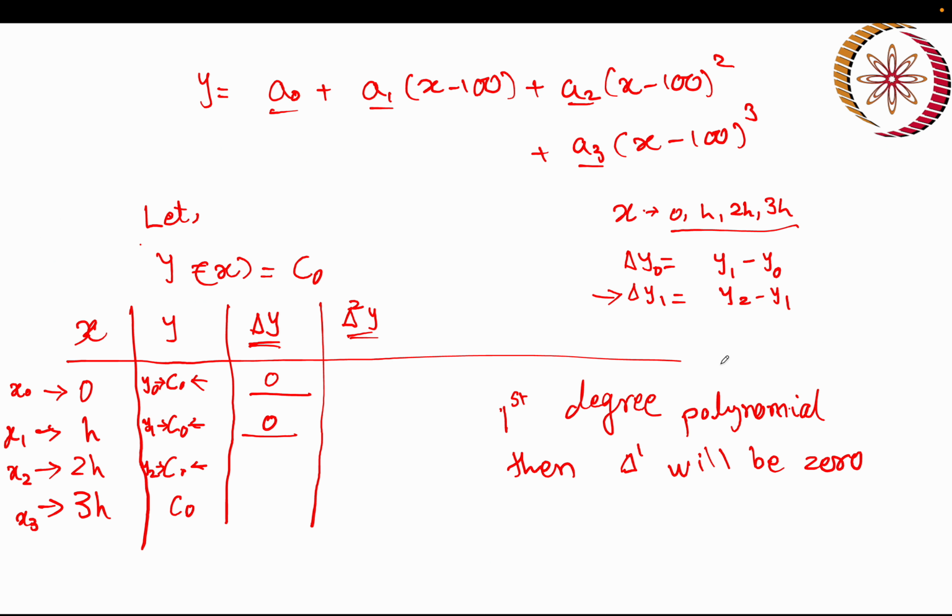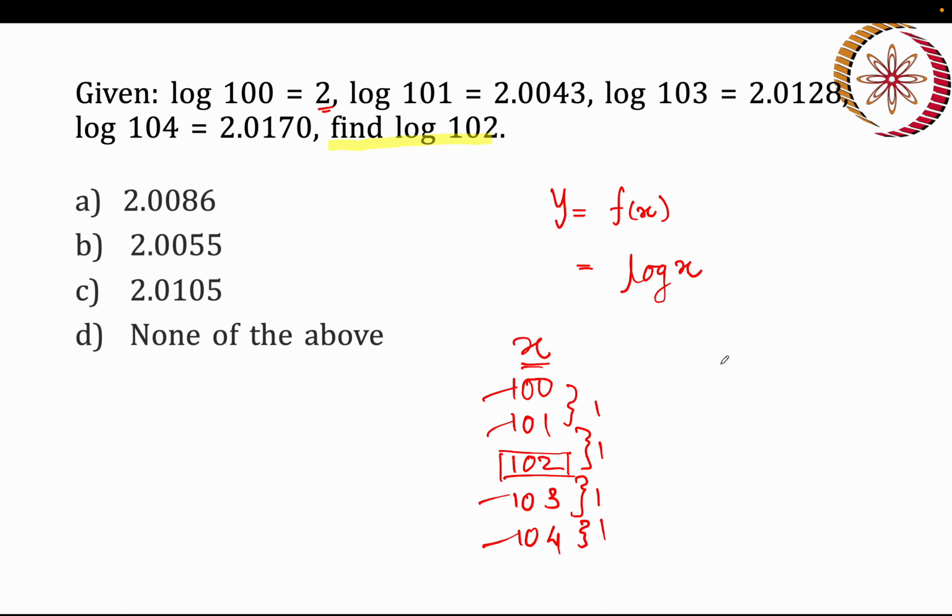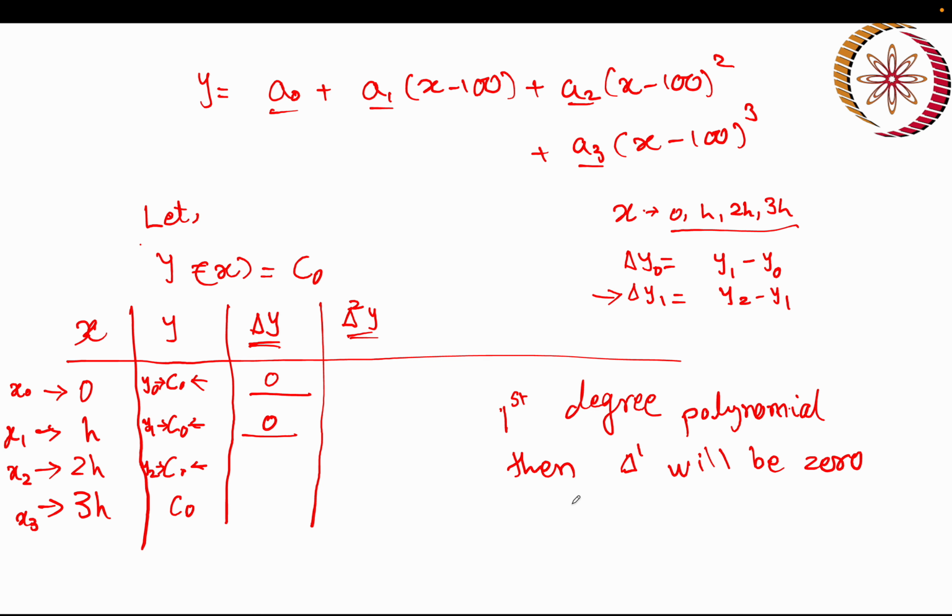So I will just explain once again. There were 4 values given, corresponding to 100, 101, 103 and 104. If we see the sequence, for 100 the value is given, for 101 the value is missing, and for 103 and 104 the values are given.